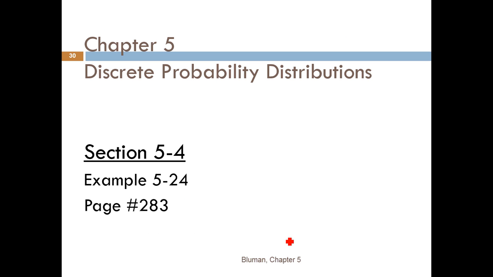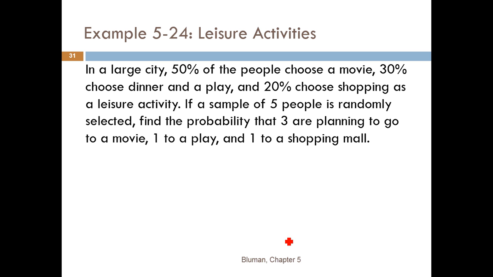Here's an example on page 283. So with multinomial, we're talking about more than two, where the binomial was when you can break it down into two separate cases, like there are two outcomes, a success and a failure. This is when there's more than just two. So in a large city, 50% of the people choose to go to a movie, 30% choose to go to dinner and a play, and 20% choose to go shopping as some kind of a leisure activity, whether it's on a weekday, weeknight, during the weekend. They break it down in those three items, right?